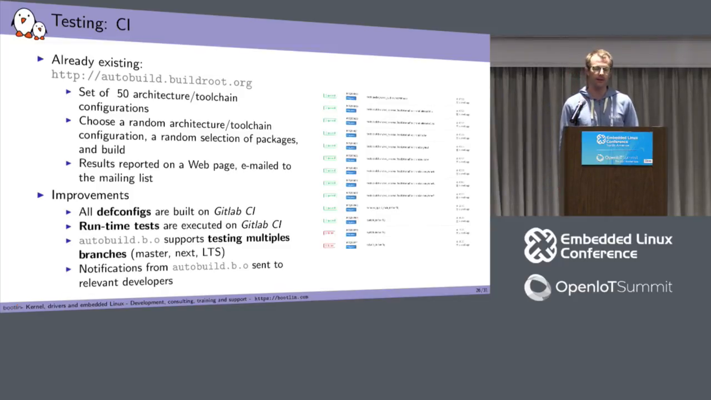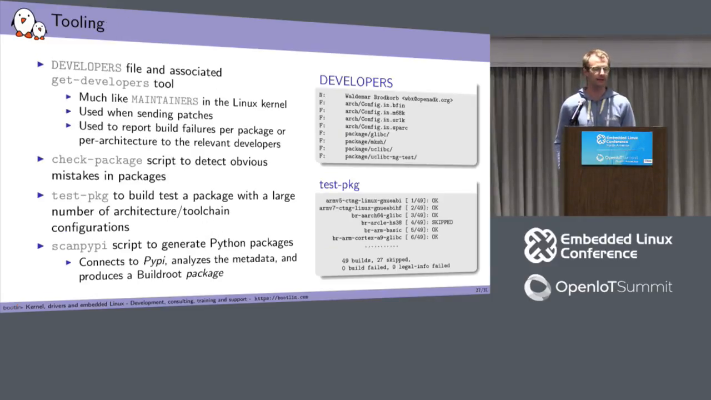Another thing we've added that has helped a lot in improving the results is notifications sent to relevant developers whenever there's a package failure. I'll get to that in the next slide. A little bit like the Linux kernel has a maintainers file that says for this driver, this is the set of people in charge, we have a file called developers. It's not really maintainers, but basically people who care about some part of Buildroot, some set of packages or some architectures or the documentation or anything like that.